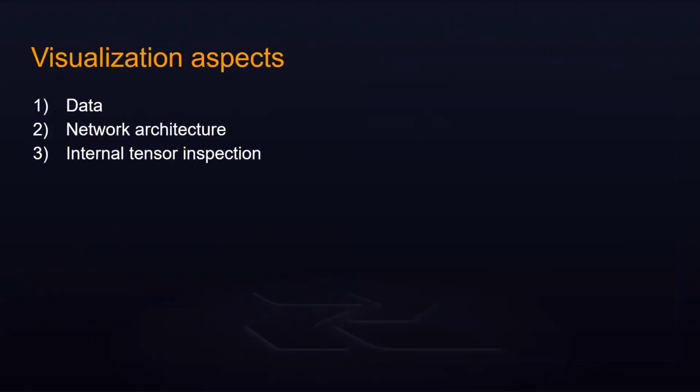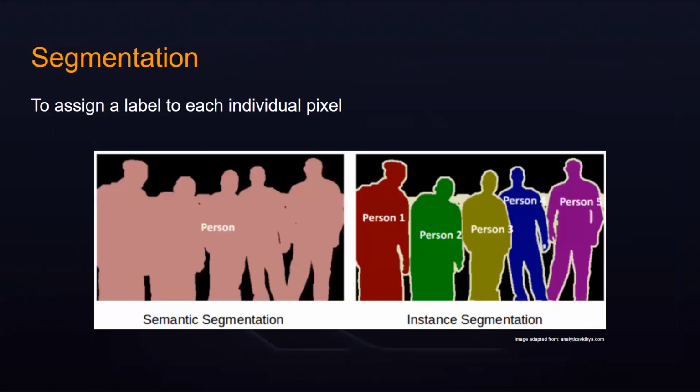In this presentation, I'm going to present some examples of how visualization helped us in a few projects. I categorized the different aspects into 3 groups: data, network architectures, and internal tensor inspection. Because of the limited time, I only focus on the segmentation problem.